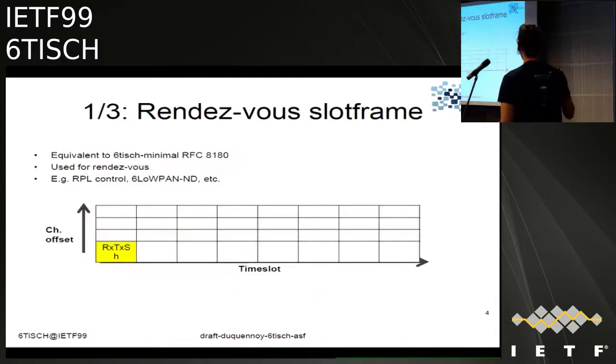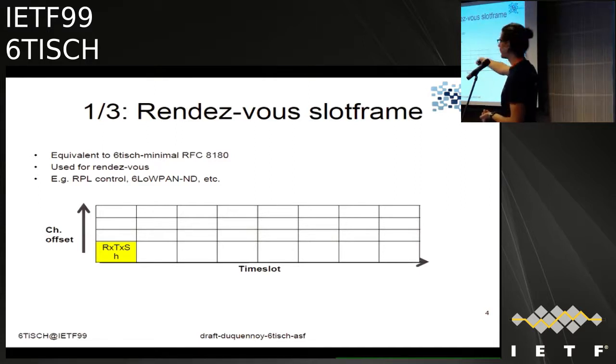I'm going to show here a brief overview of each of the three different types of slotframes. The first one, the simplest one, is absolutely equivalent to the 6TiSCH minimal. So you basically have a slotframe here, and in that case you have a single slot, which is used for reception and transmission. It's a shared slot, a rendezvous slot. So all the nodes are waking up at the same time, same channel offset, and this is used typically for neighbor discovery. It's used for any broadcast communication with nodes you do not know yet. So it's used most often as the default slotframe and for routing control, etc.